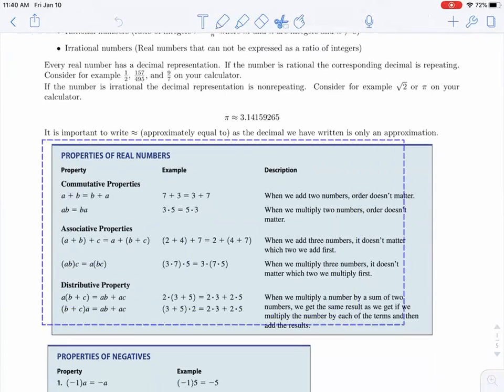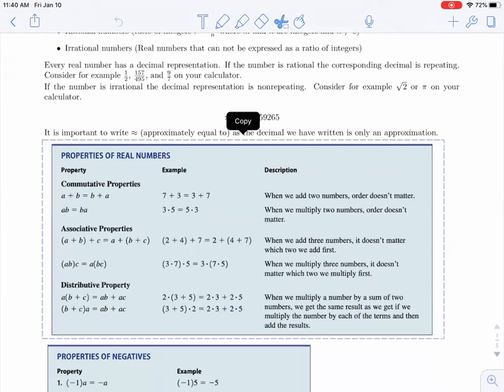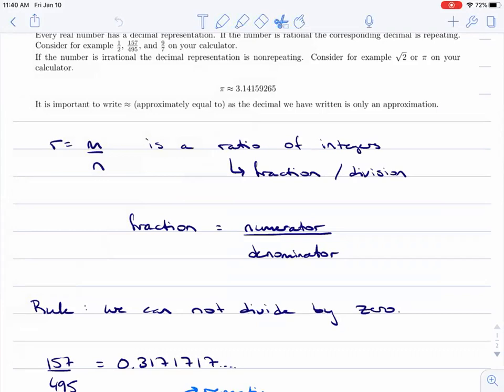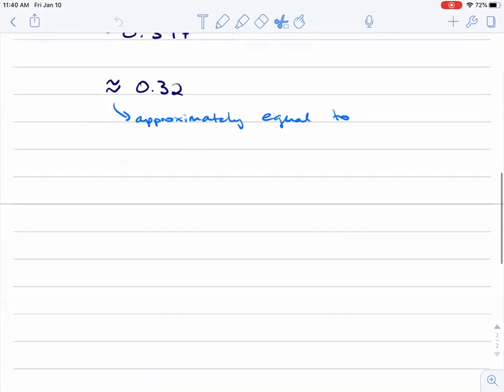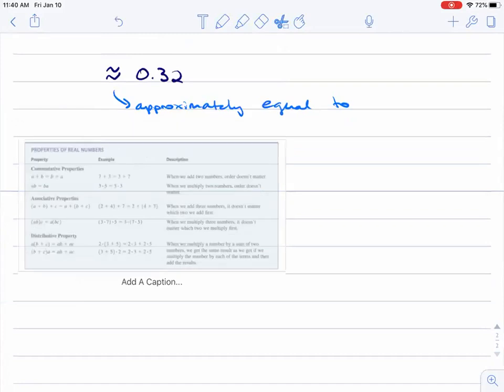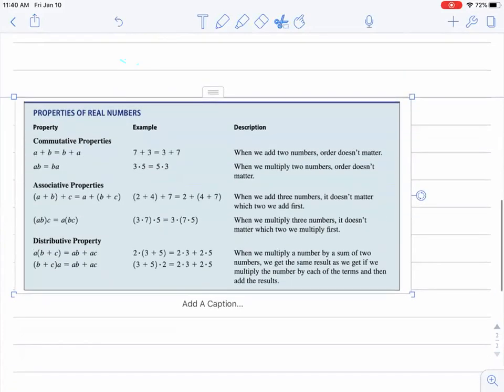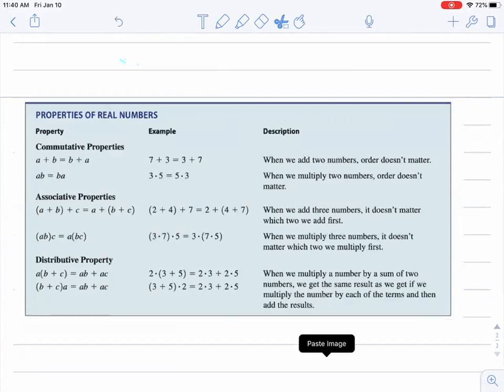Let's see here. Any questions before we go on to the properties of real numbers? So these are all the numbers that we just talked about, all right? So all these properties are things that you already know. But what might be different is you might not have seen them written in terms of variables.